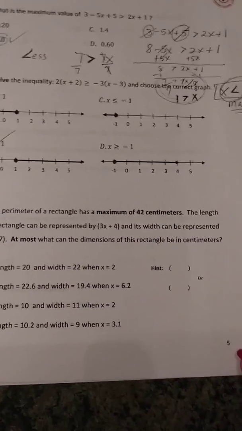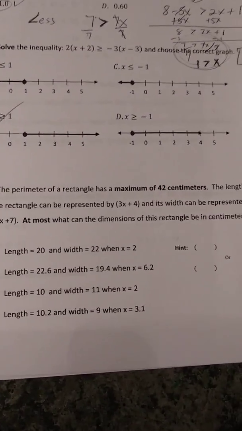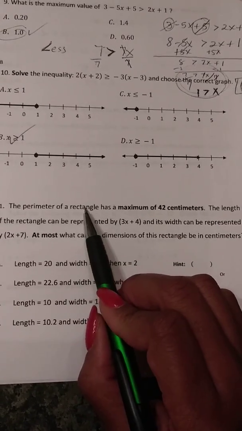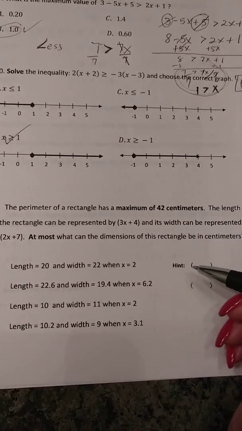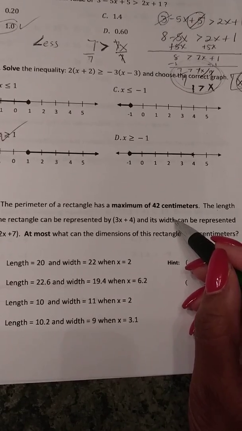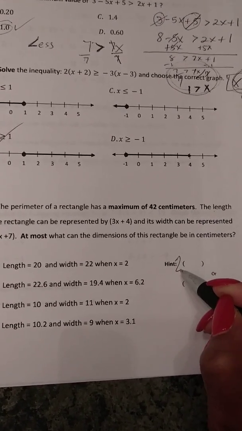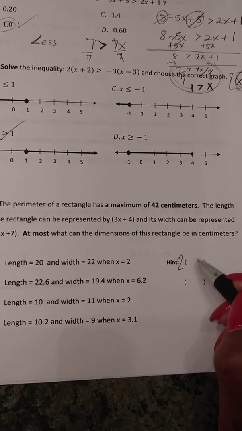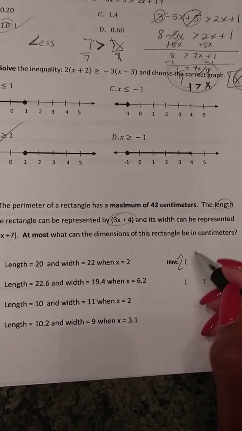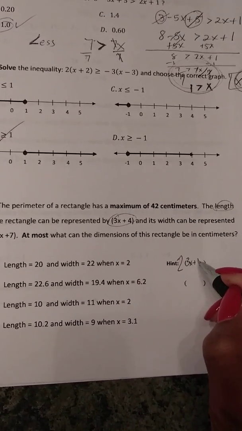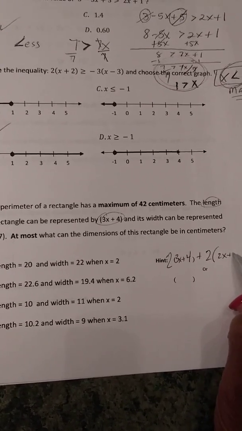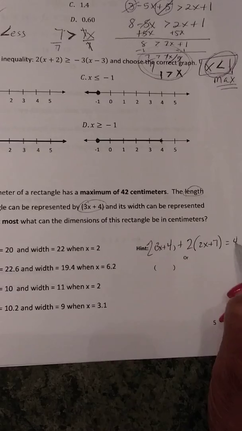Ta-da! Number 11. You have to set this up. You have a rectangle. This is the perimeter. You have 2 lengths and 2 widths. So 2, this would be the width or length. So the word problem gives the length first. Plus 2 times the width. Now set that equal to the perimeter.